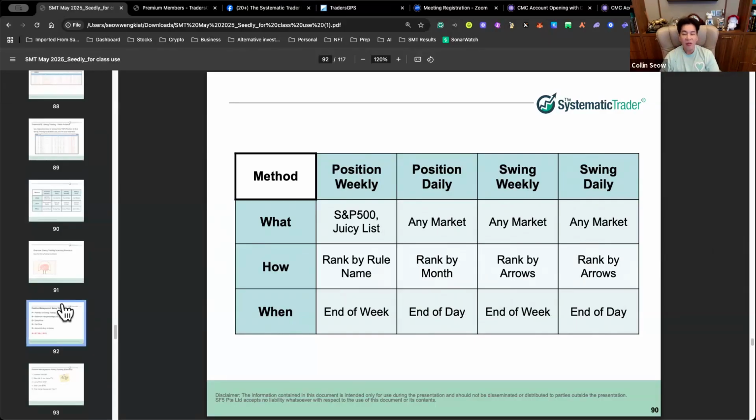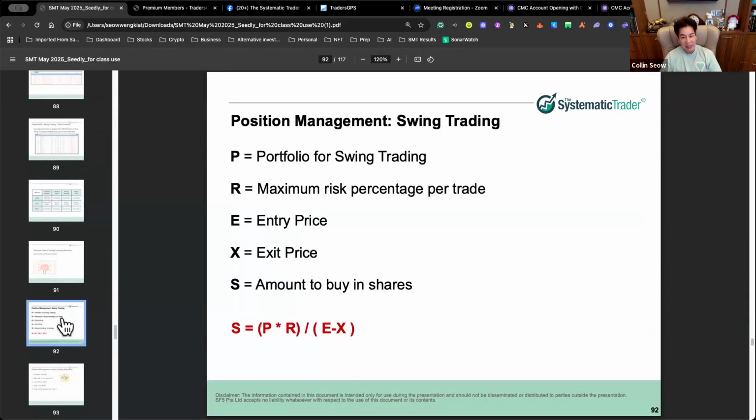Okay, next we talk about portfolio sizing. How do you size your trade? How you size your trade is based on your risk, how much you want to risk, which determines the amount to buy. It is based on your portfolio, meaning how much you set aside for your swing trade, multiplied by the percentage of risk. What's the maximum percentage you want to risk?